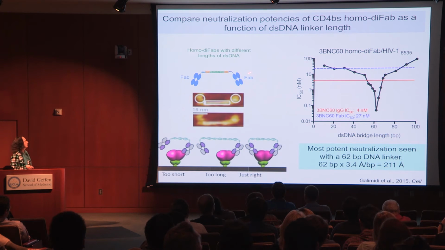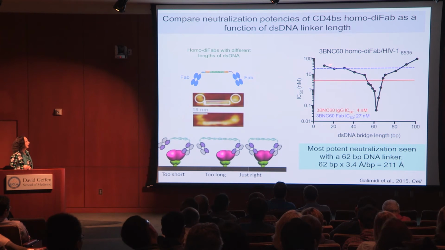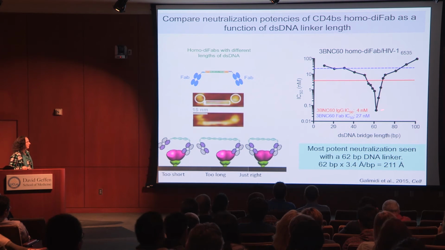Okay, so then what she did was to measure the neutralization potency for this particular type of, we call it a homodiFab because it's the same Fab on either side of the double-stranded DNA. And then this is the neutralization potency here. This is the length of the double-stranded DNA. And you can see that there's a very sharp best distance here that works for the greatest potency. And that was at about 62 base pairs, which is about 210 angstroms.